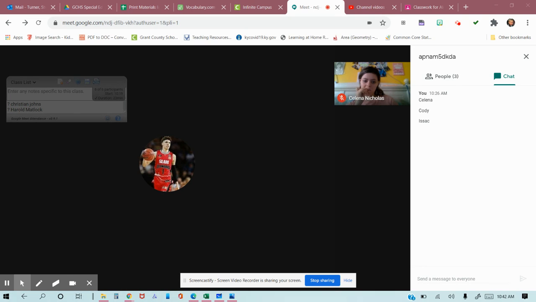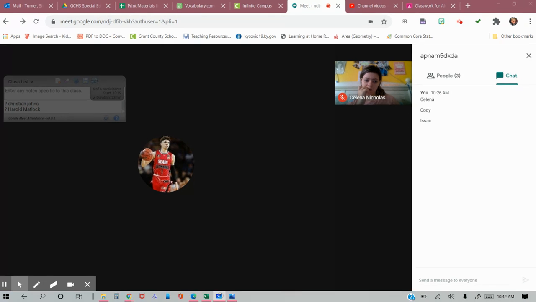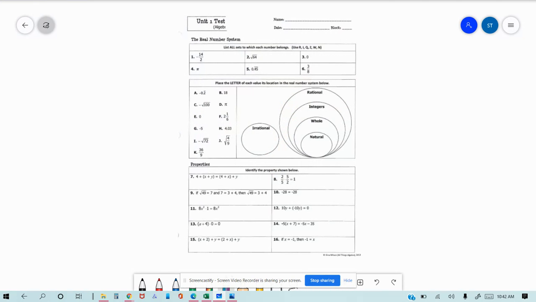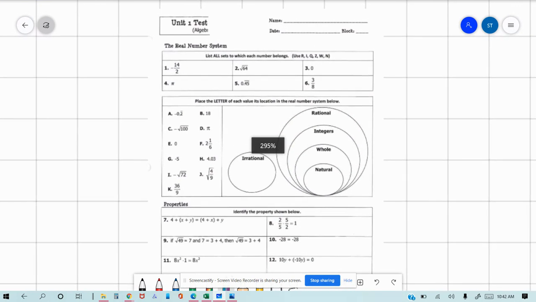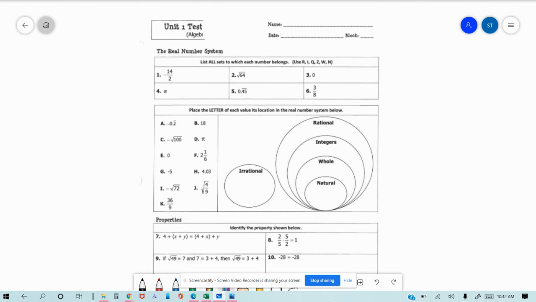Can you see my screen? My picture? So it's the very first one at the top. It says Algebra 1 Unit Test Review. Yours should say review on it. All right, so what we are doing is looking at the real number systems. Let me hide this.